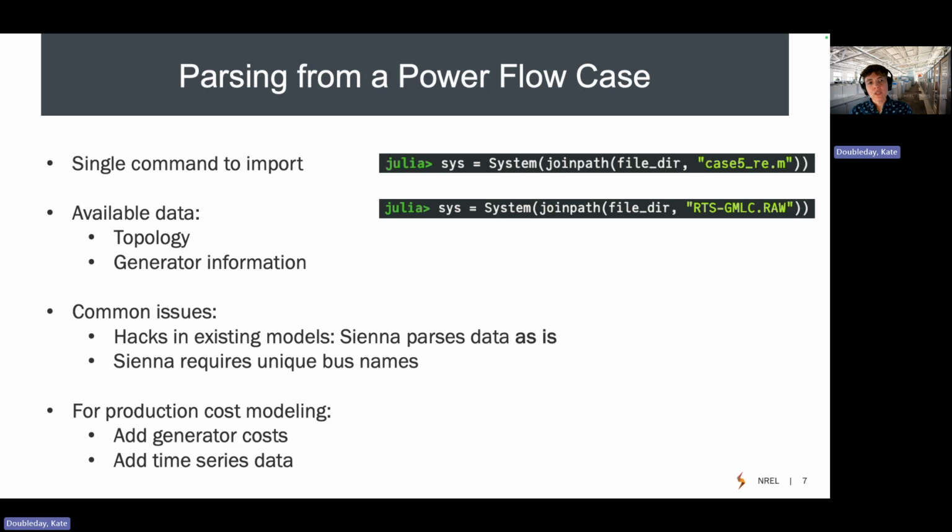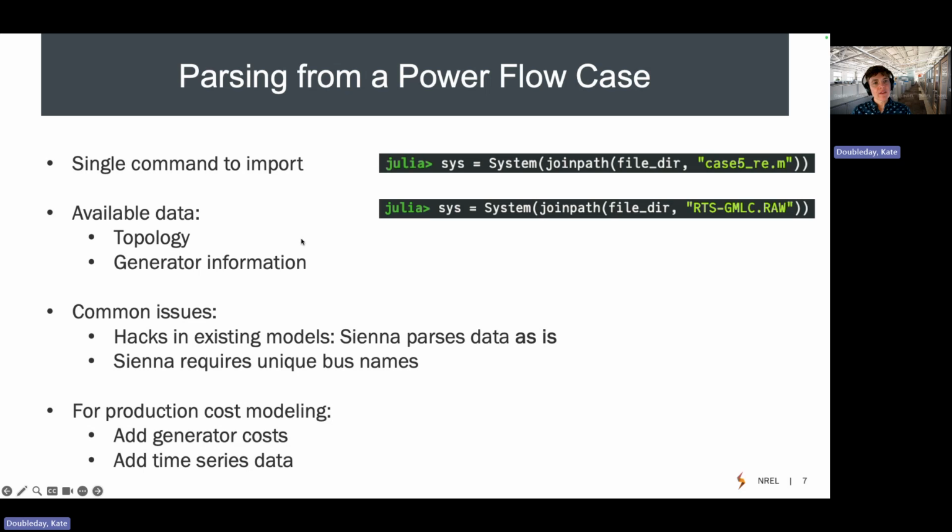Another issue is that PSSE does not require unique bus names, but Sienna does. So there are examples in the PowerSystems.jl documentation for handling unique bus names to update redundant names coming from PSSE. And I'll put a link to that in the description.